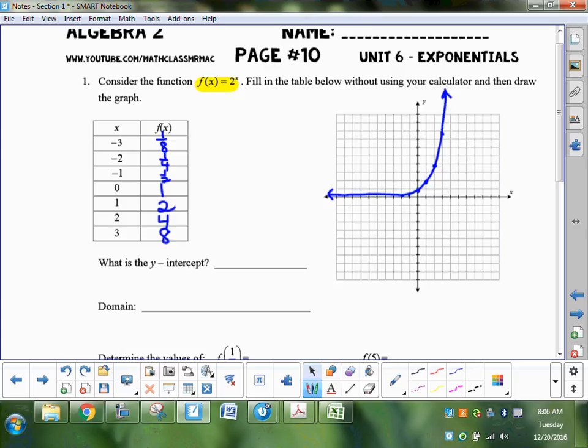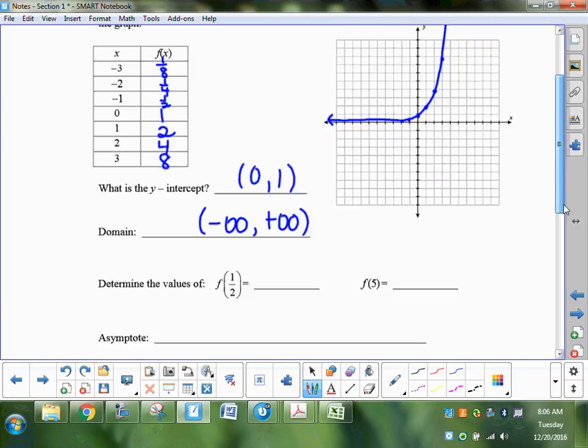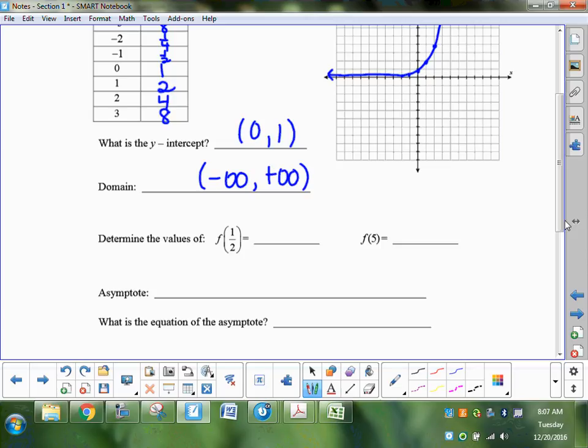First and the second. So what are the coordinates of the y-intercept, Jason? The coordinates of the y-intercept are 0, 1. What's the domain of this graph, Emma? Next one up, we need to determine the values of that.